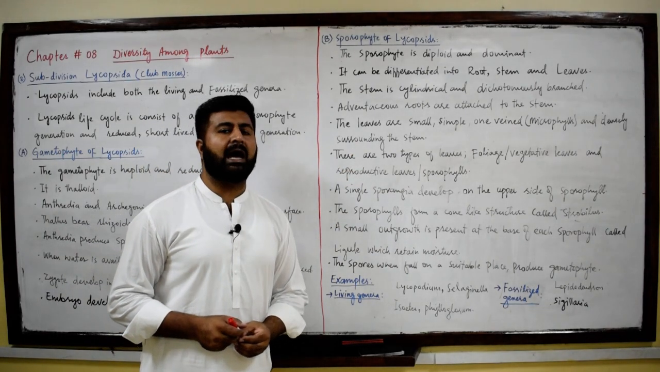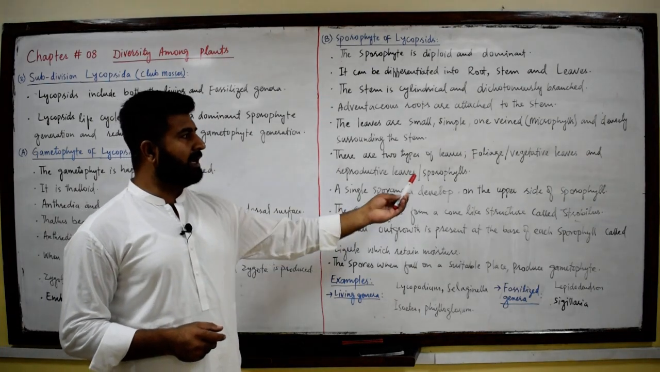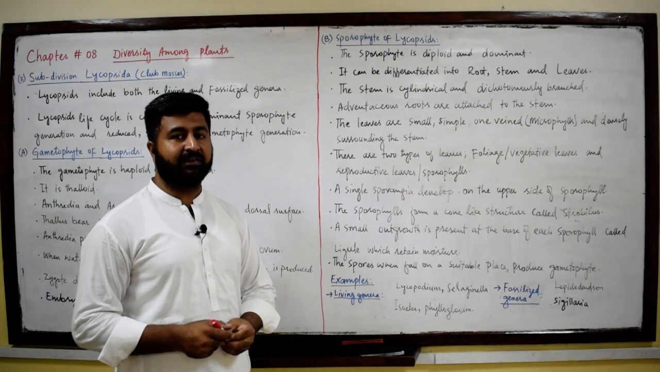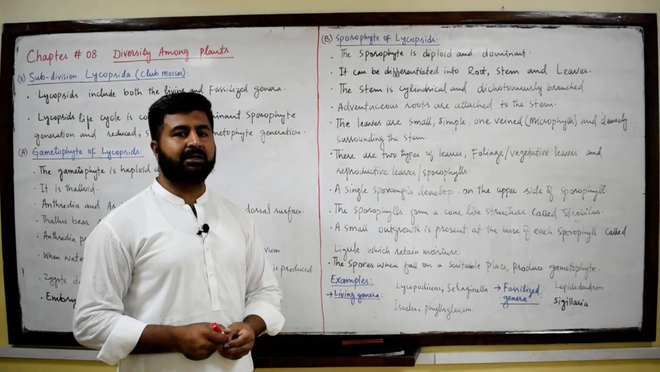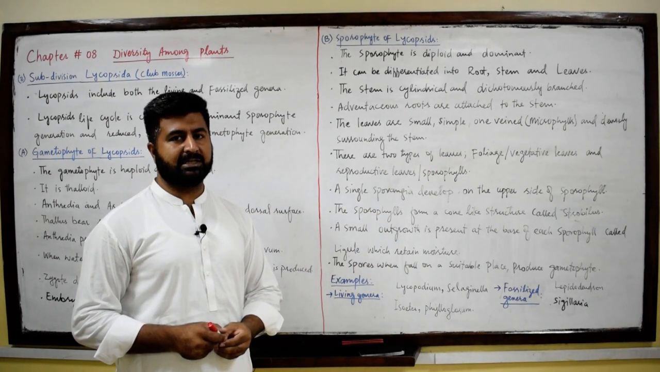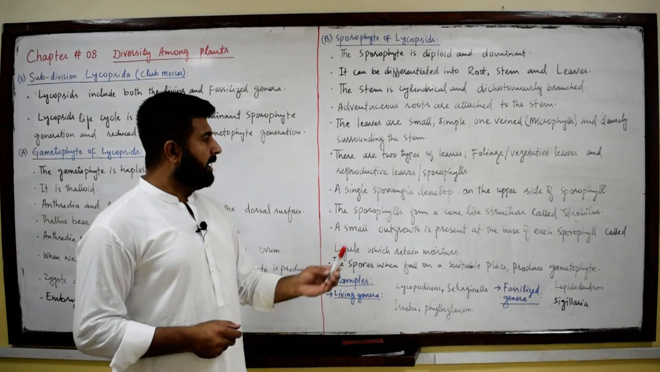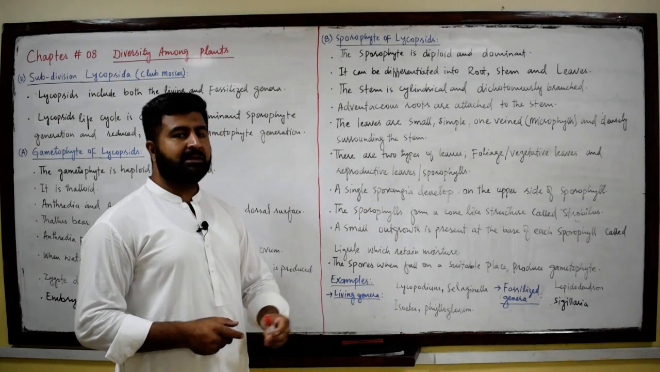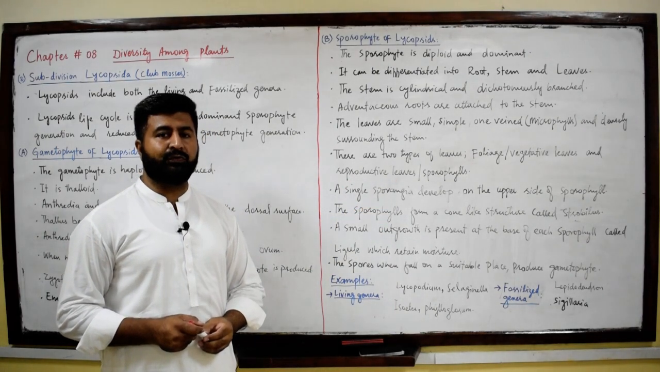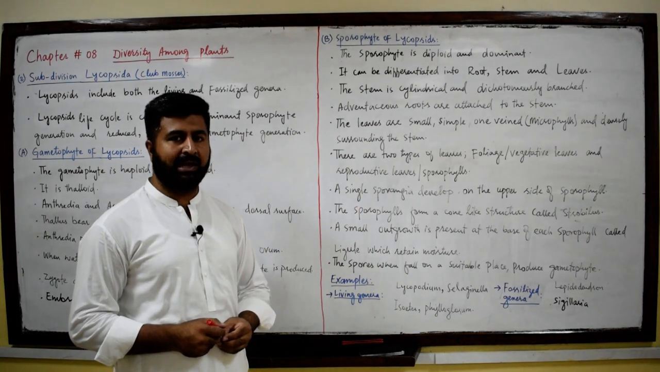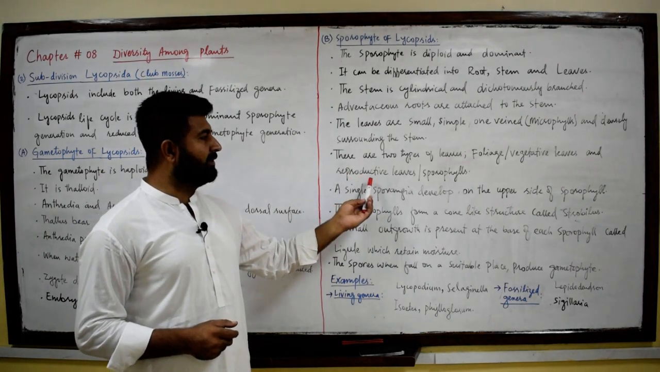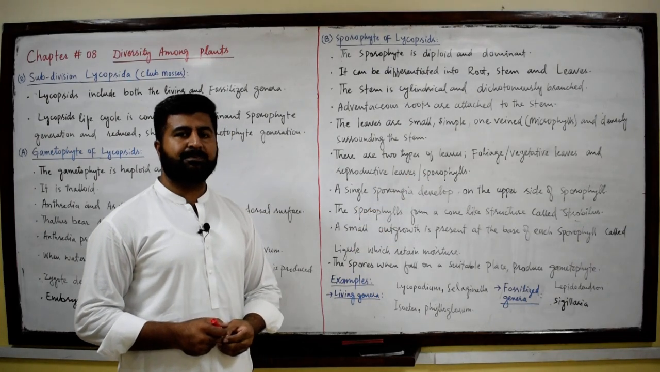There are two types of leaves. Foliage or vegetative leaves: these leaves are only concerned with the photosynthesis of the plant. And reproductive leaves: these leaves do photosynthesis and they take part in reproduction as well. These reproductive leaves are known as sporophylls.